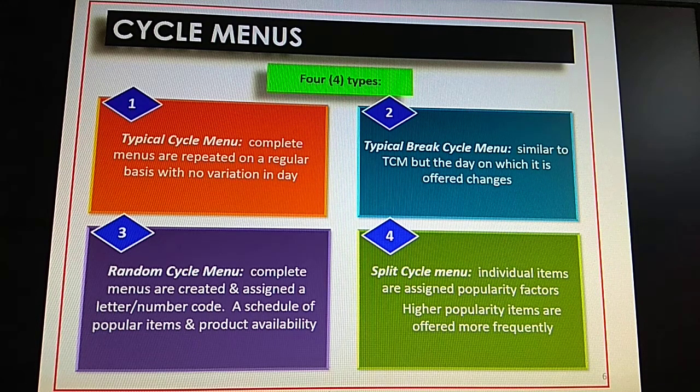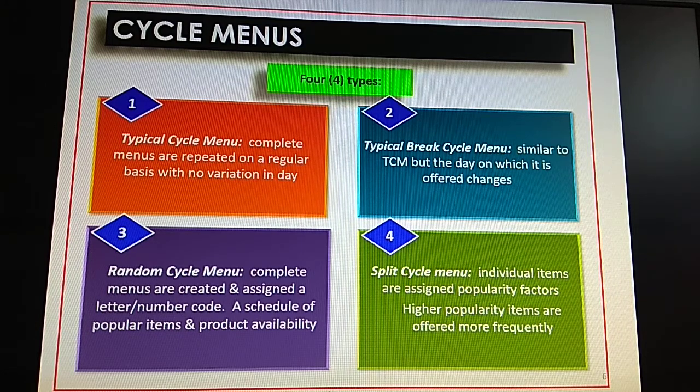Why do they assign a letter or number code? So that they are able to identify which item is popular and whether the product or the ingredients are available at the time of serving. When they are able to identify these 2 characteristics, they are able to schedule whether the product can be served much more frequently or not. So that is random cycle menu.